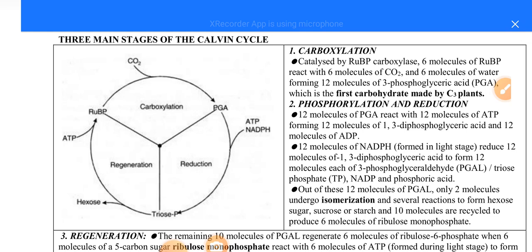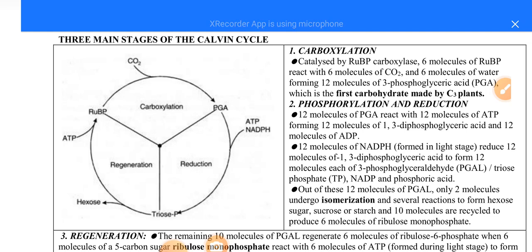Then from there, let us look at the second stage, which is the phosphorylation and the reduction. I hope you have seen it. We saw up there that 12 molecules of PGA react with 12 molecules of ATP, forming 12 molecules of 1,3-diphosphoglyceric acid and 12 molecules of ADP. We looked at that cycle there, the Calvin cycle, which you have been looking at, and I've directed you to Biological Science page 200 something there.